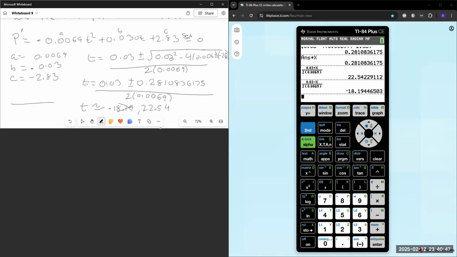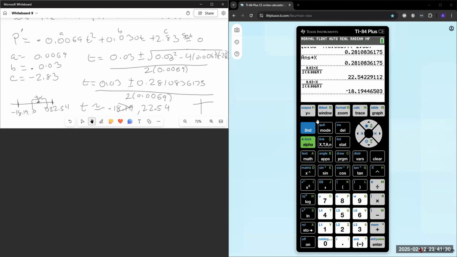So I have negative 18.19 something, 22.54 something. And what I'm interested in here between 0 and 13 is in this interval. If I stick in 0, here I get a positive number. So all of this is positive. It's increasing in this interval, just like I thought. So there is an absolute minimum at 0.